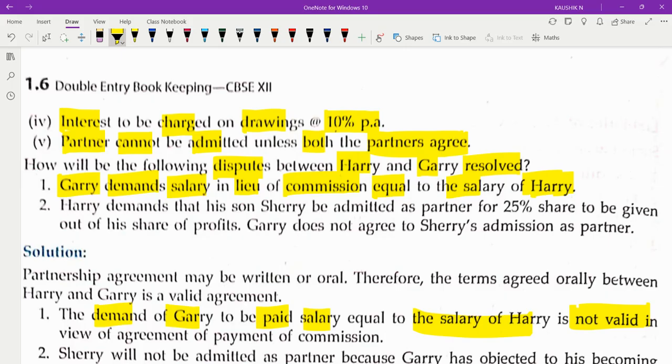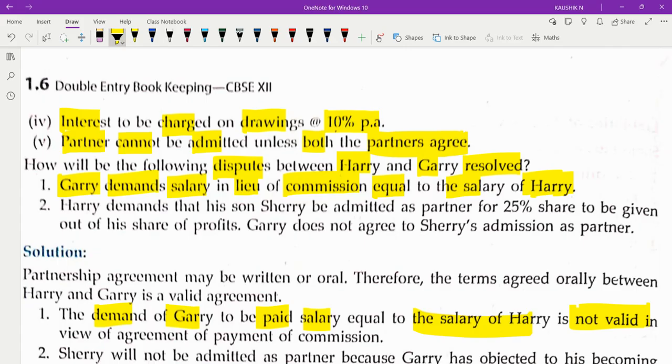So, you mention very clearly, "The deed can be both oral or written and both the deeds are acceptable and it is valid. However, the demand for payment of salary to Gary is not acceptable or valid since it is not mentioned in the deed." Okay, that you can write in simple terms. Able to understand?